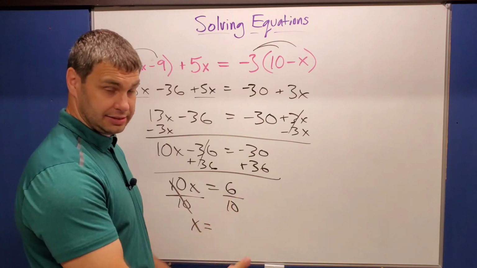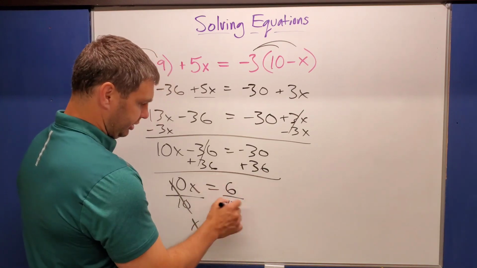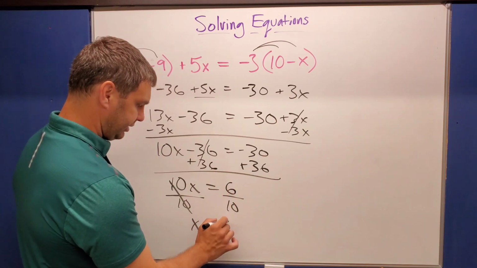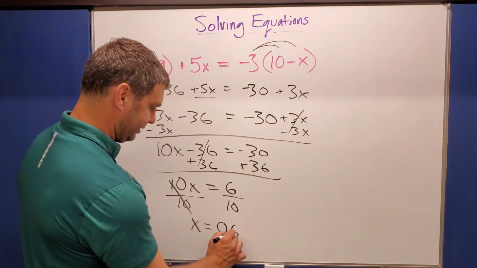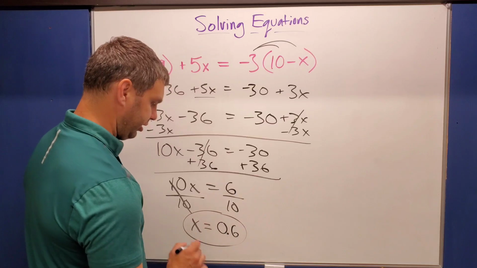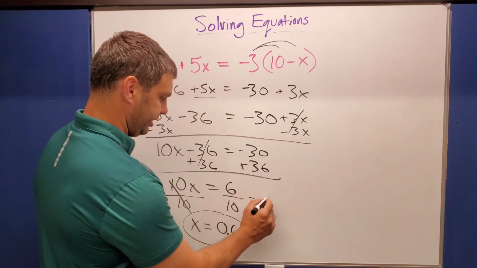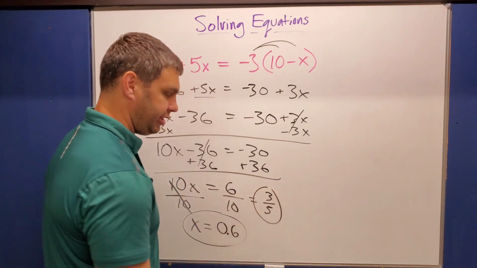We can write 6/10 as a decimal, right? Or you could leave it as a simplified fraction, 3 over 5, but 6/10 is just 0.6, right? So whether your teacher likes it like this, or if you want to simplify this fraction, 6 over 10 to be 3/5, either way is fine.